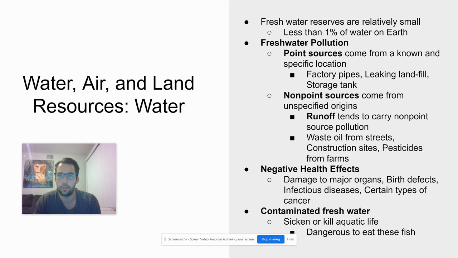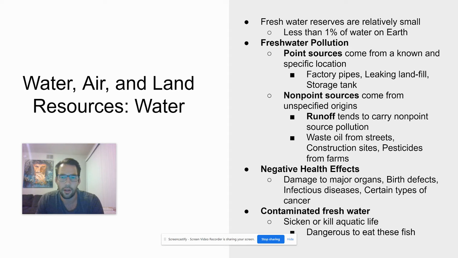Non-point source pollution is things that we don't know the origins of. This could be runoff of oil from the streets, construction sites, pesticides from farms, basically anything that has traveled far enough that we no longer know where the pollution is coming from.